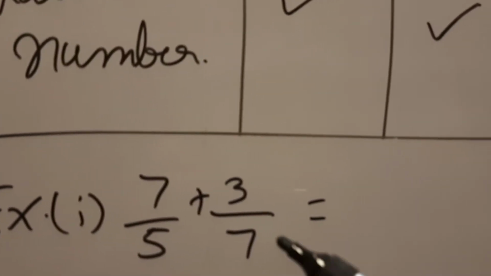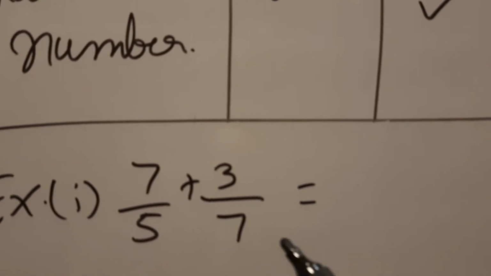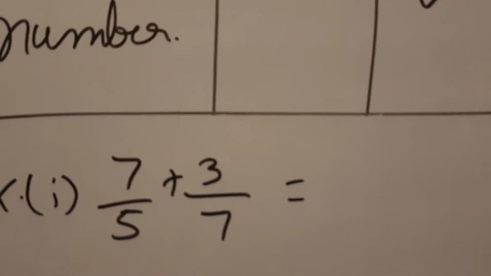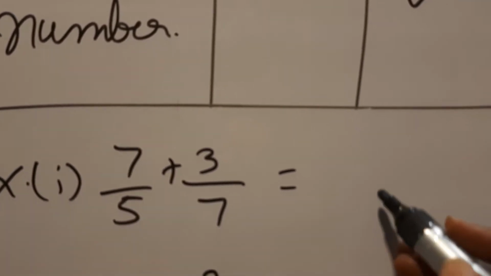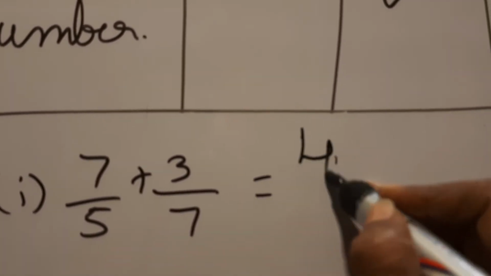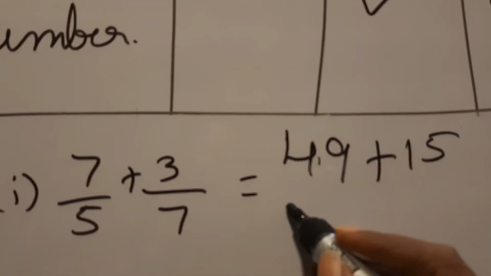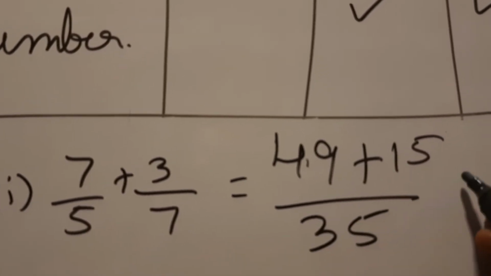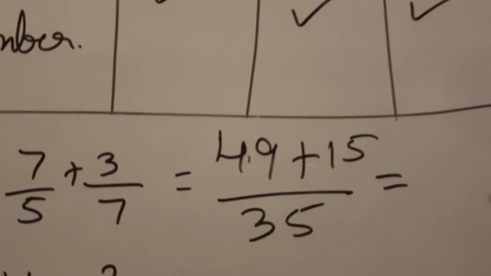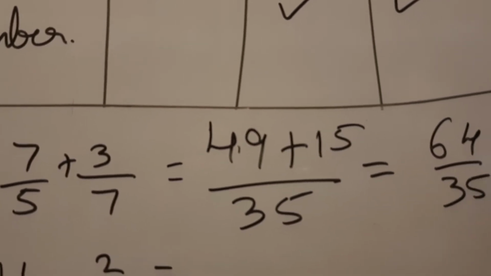Example 1, 7 upon 5 plus 3 upon 7. Okay. So these two denominators 5 and 7 are not multiples of each other, right? So we cross multiply. 7 sevens are 49 plus 5 threes are 15 upon 5 sevens are 35. Right now, children? So this is how we solve a fraction. Okay. And which is equal to, add them, equal to 64 upon 35.